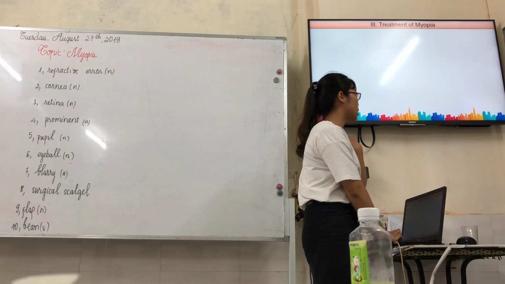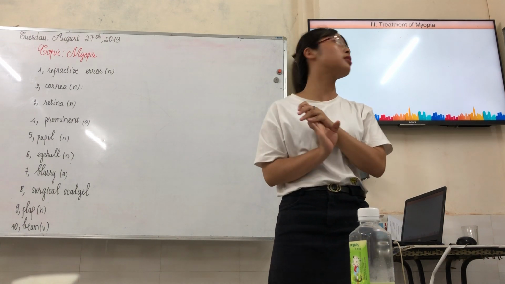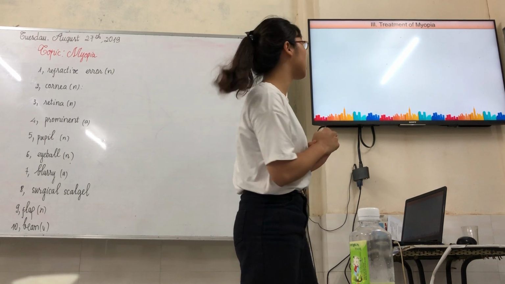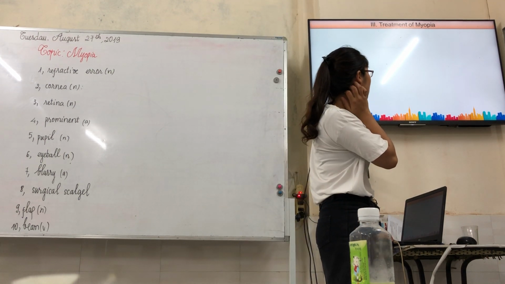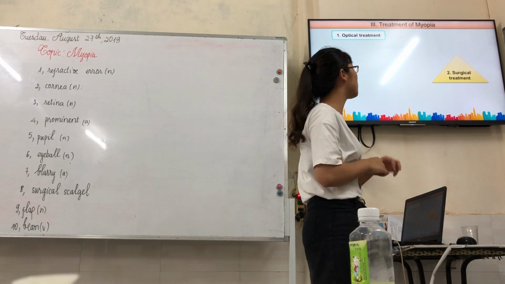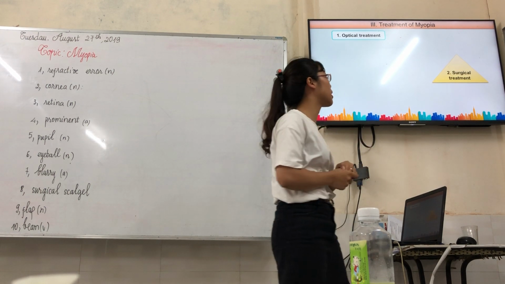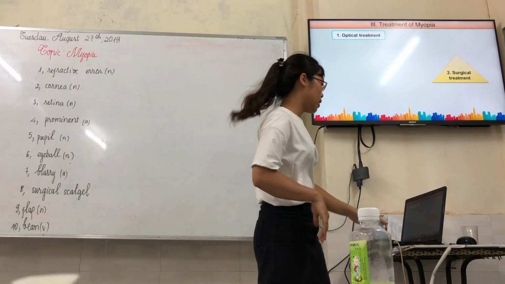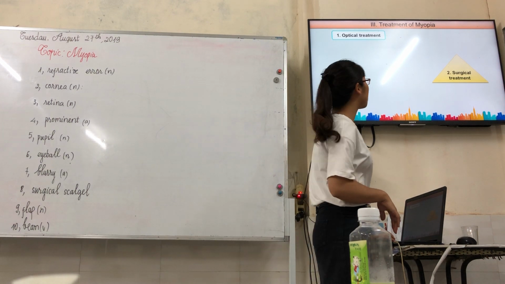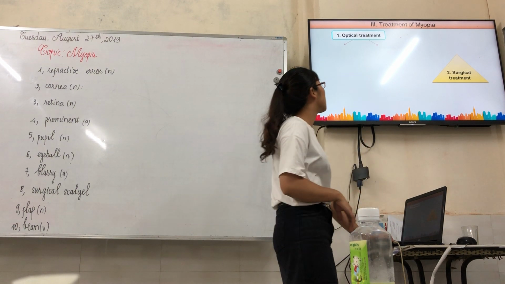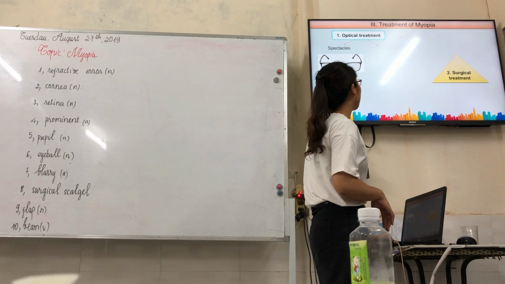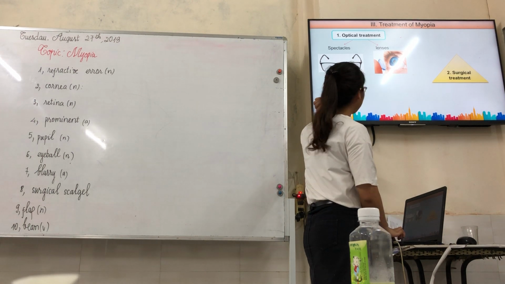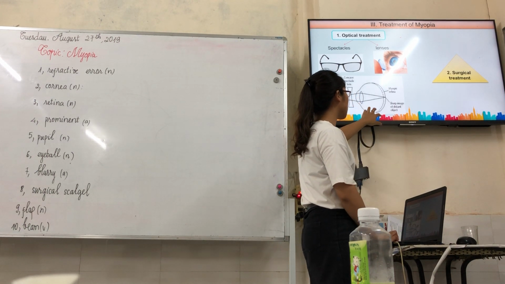You know that there are so many kinds of methods of myopia treatment, but I will divide it into two methods: optical treatment and surgical treatment. Optical treatment just means that you can use spectacles as well as glasses. Yes, and you can use some lens. And both of them will help your eyes look at objects clearly.